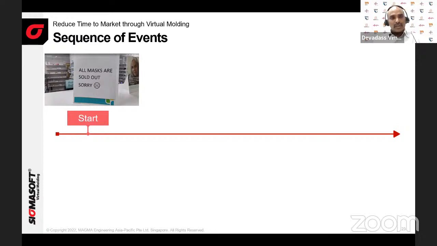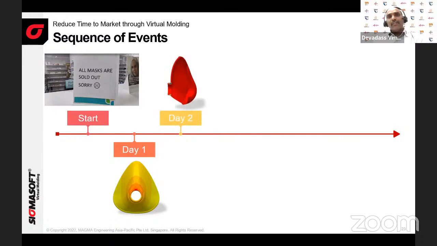So in summary, once we realized there was a shortage of face masks, we immediately started to work on the product design. On day 1, we decided our gate location. The next day, we selected the material. This is our partner Wacker's material. They provide a few materials to select from, and we use simulation software to select the best material.